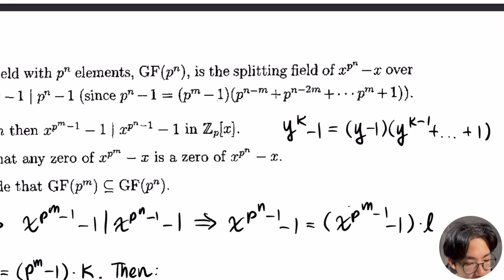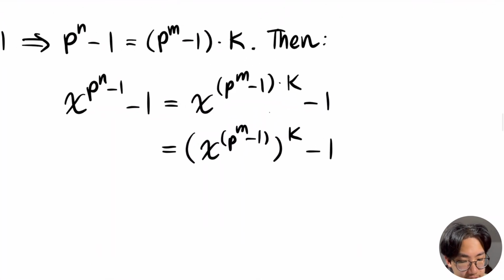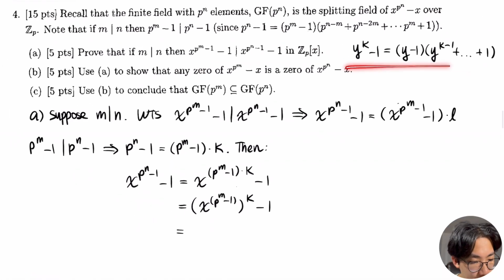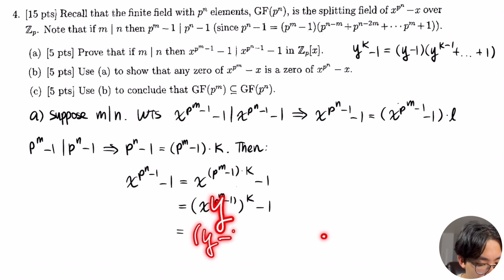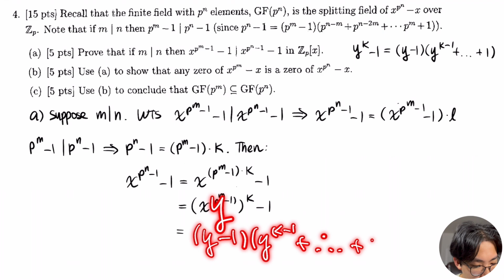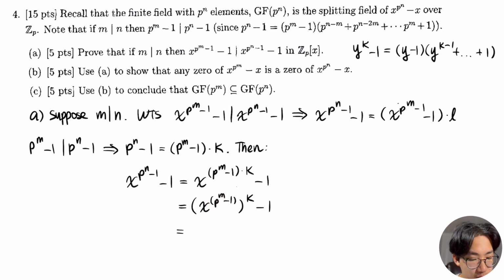So we're going to make use of this, and we can continue as follows. We can see the resemblance to what we have going on over here and over here. So you can always treat this as y. You know that you're going to have something in the form y minus 1 times y to the k minus 1 all the way to 1. So we can just replace y with this entire term right over here.